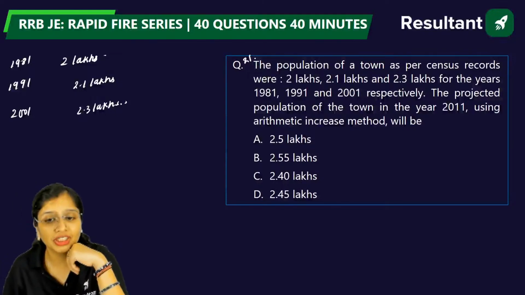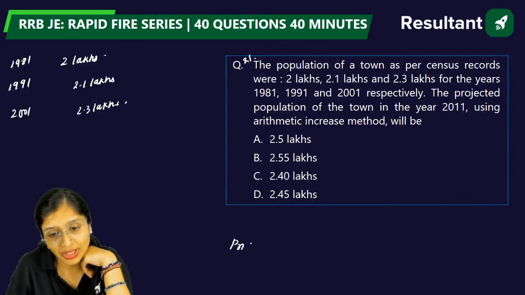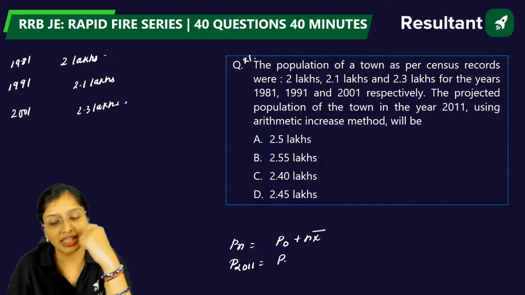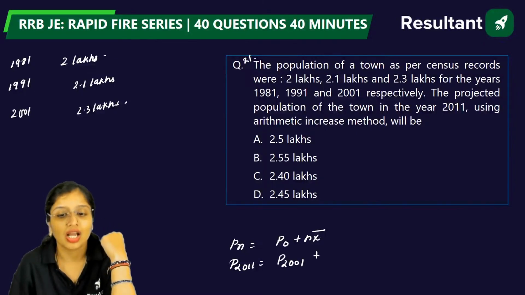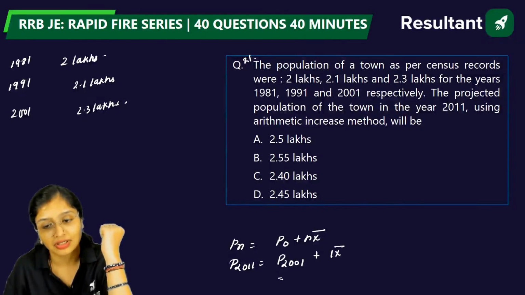What is the population in 2011 using arithmetic increase method? Now you know Pn is equal to P naught plus n x bar. It is asking you the population in 2011. The last population is 2001. How many decades gap? 10 years. That means one decade.